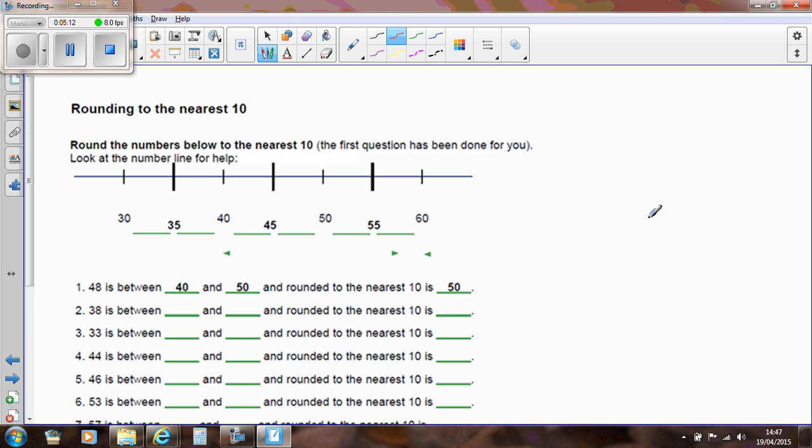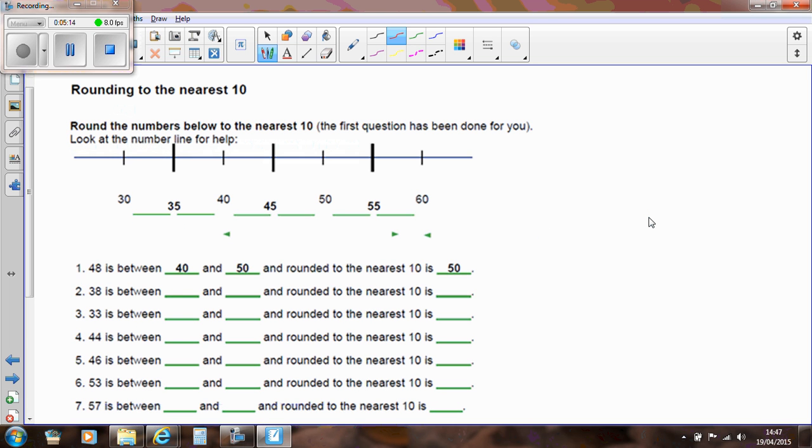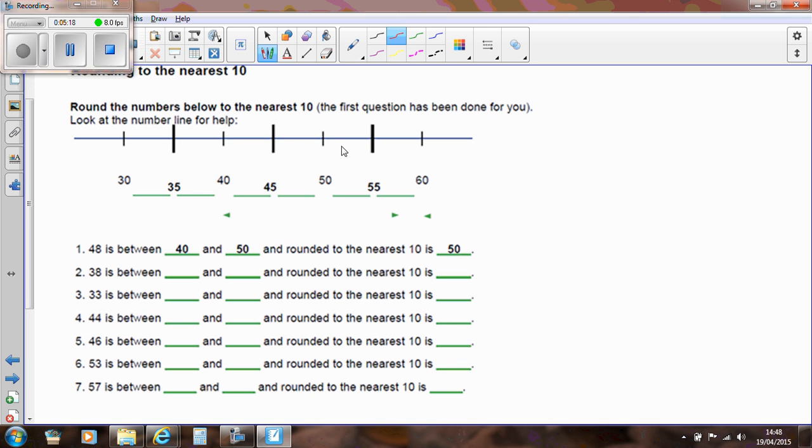So let's have a look at round to the nearest 10. This is slightly different. Here we've got: round the numbers below to the nearest 10. First one's been done for you. So this here is number lines. We've got 30, 35, 40, 45, 50, 60. This is to help you. When you get really good at this, you'll not need it, but it might help to start off with.